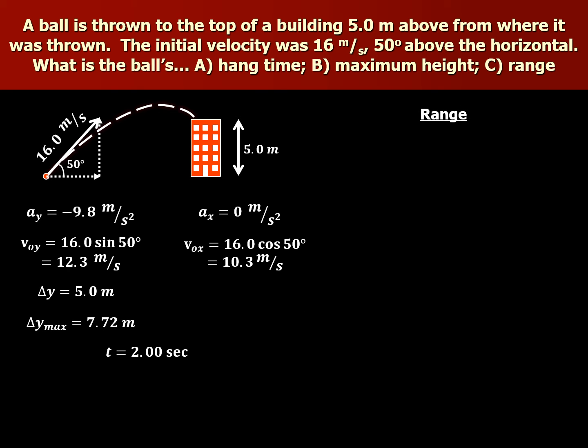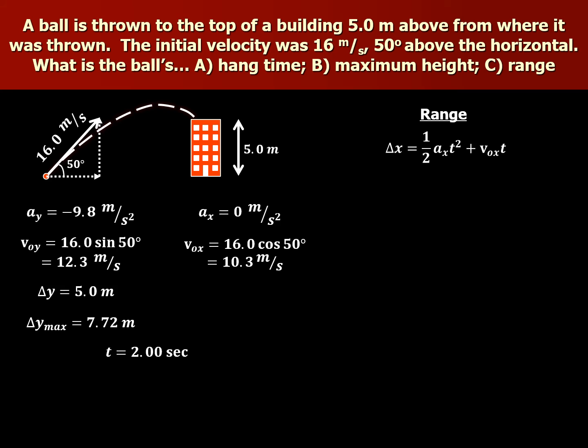Alright, in order to find the range, we need to look in the x direction. Well, in the x direction, we have acceleration of 0 meters per second squared, and the initial velocity is 10.3 meters per second. That's not enough information. We actually are going to need to use this time in order to determine what the range is going to be.